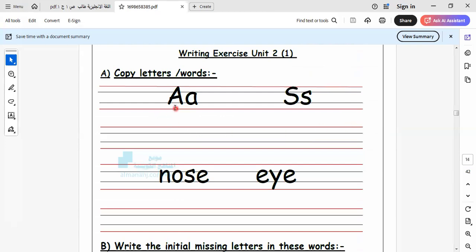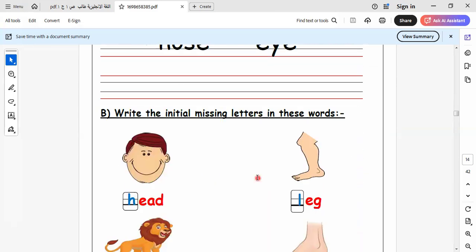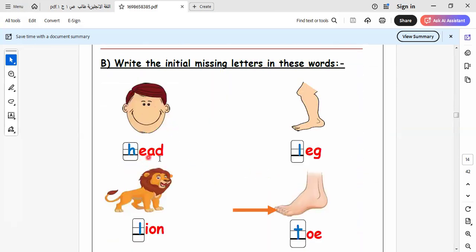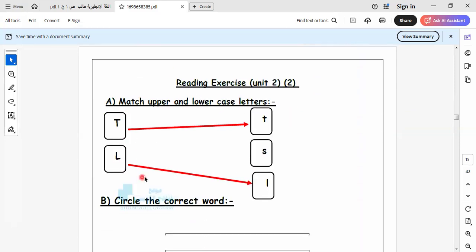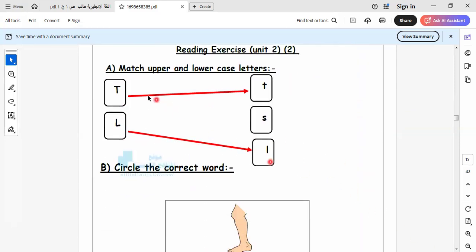Here is capital A and small a, capital S and small s. Here is nose and eye. What is this word? The missing letter here will be H, like this. Here the missing letter will be L. Here is toy, and here is lion. Let's do this exercise together.